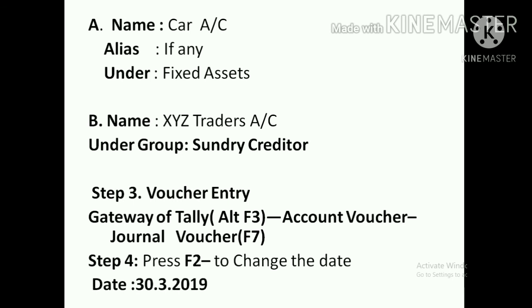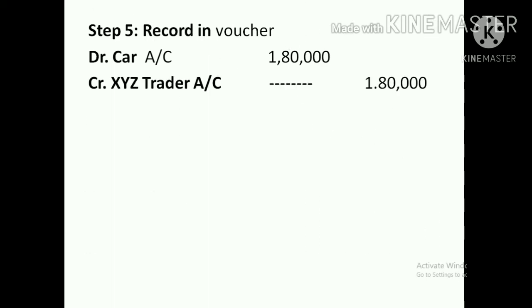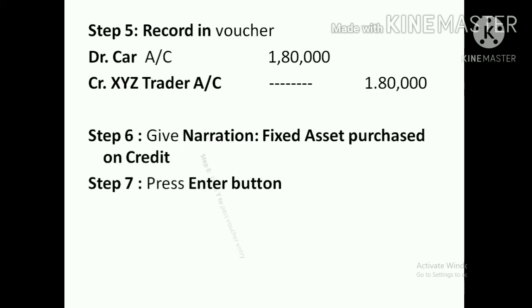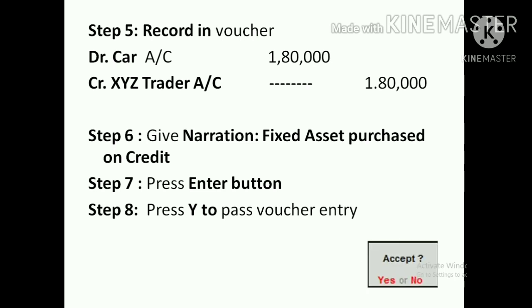Then press F2 to change the date. Then pass the entry here in the voucher. The journal voucher always asks first for the debit one, that is the car account, 1,80,000. The next entry is the credit one, that is XYZ traders account, 1,80,000. Then give the narration, press the enter button, and you will get a small screen. From that, select yes by pressing Y on your keyboard. So these are the entries I took as an example of how to record in Tally.